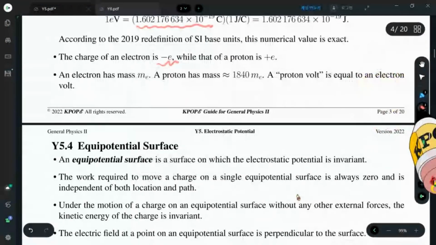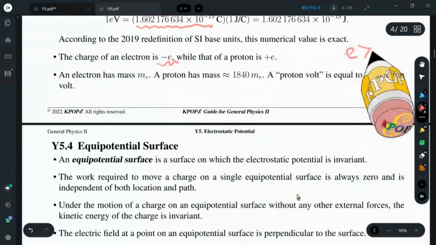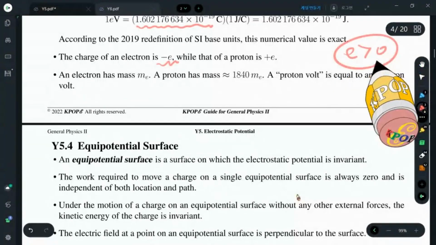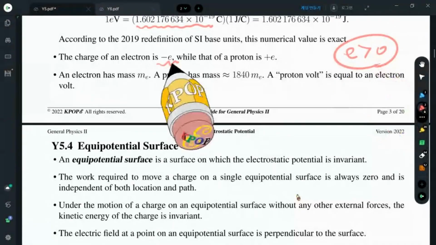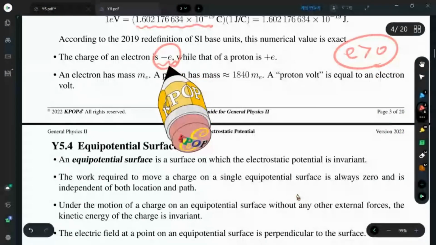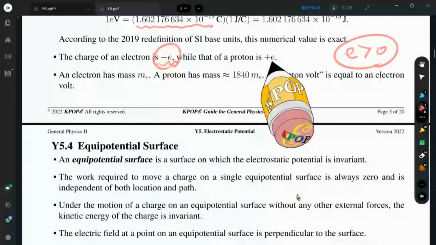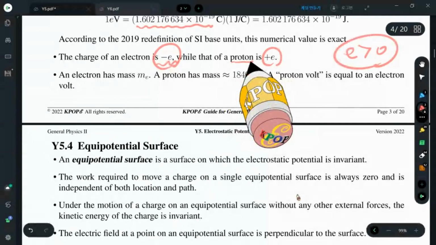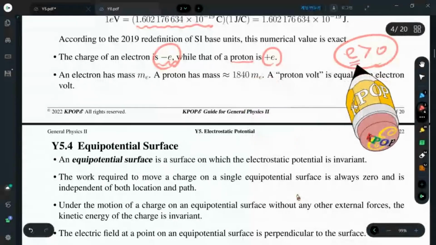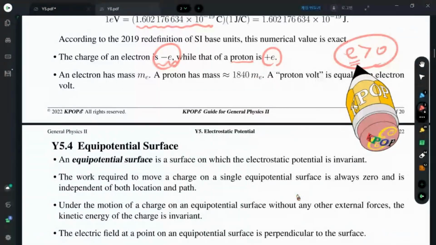E, if I write E, then E is a positive number. So electron's charge is minus E instead of plus E. Plus E is for the proton. So remember, as far as I'm teaching, I'm always using a positive value for E. So electron's charge is minus E instead of E.